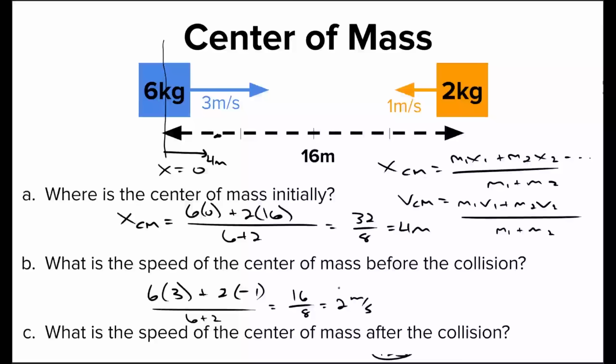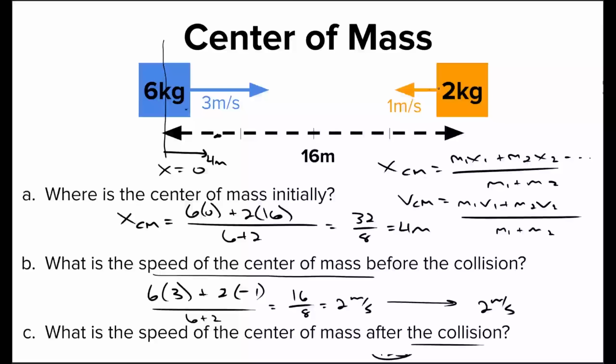And you might be like, what? That looks familiar. Yeah, because this is just like the total momentum here. This would be what the speed is of the center of mass after the collision. If they collide and stick together, they're still going to be moving 2 meters per second. We just found that a second ago. You're like, how come it didn't change? They collided. Yeah, only external forces can affect the speed of the center of mass.